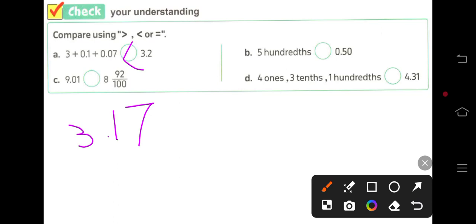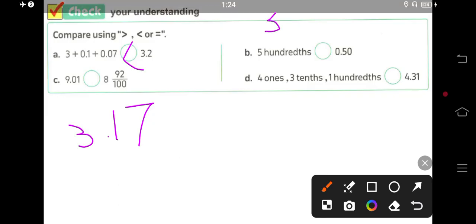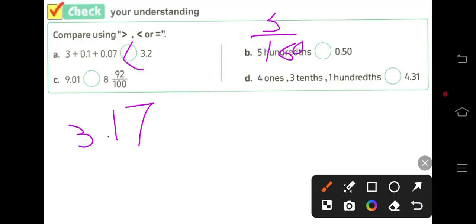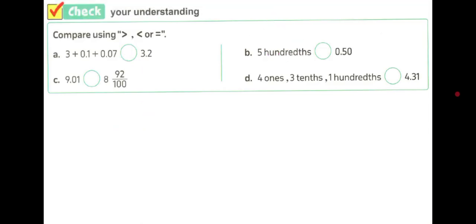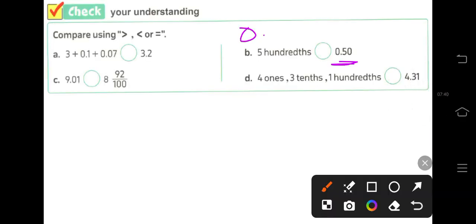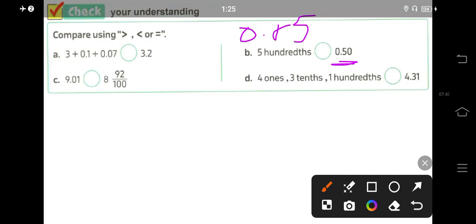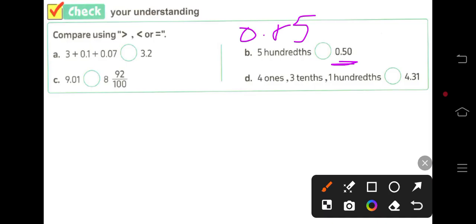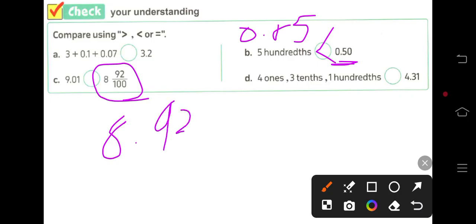5 hundredths and 50 hundredths. 5 hundredths, which is 5 over 100. And this, convert it to the standard form, which is 0.5 and 0.50, 0.05. 0 and 0, 0 and 5, this is less than. Then, convert this fraction to the decimal form.